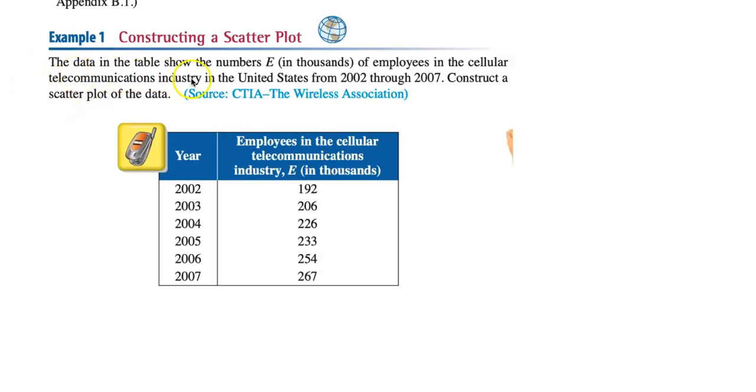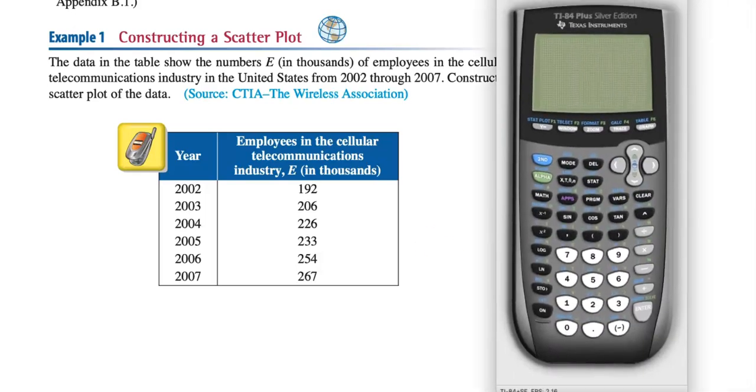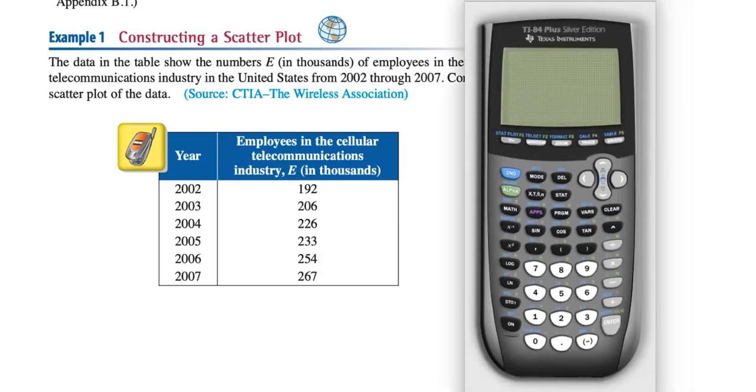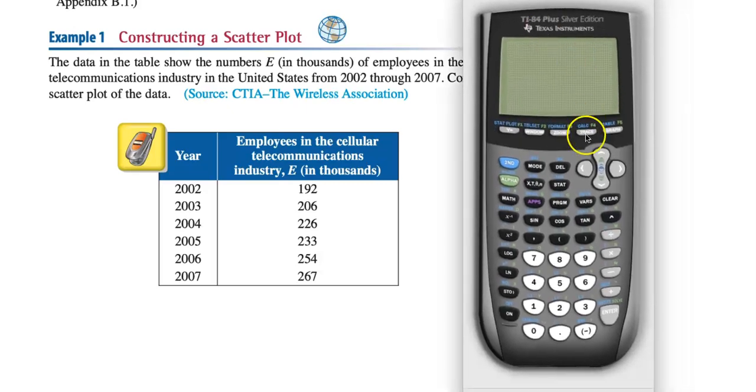The data in the table shows the number of thousands of employees in the cellular industry in the United States from 2002 to 2007. Construct a scatter plot of the data. First, I'm going to bring on the calculator. The one I'm going to use in this class is a TI-84, very simple, very easy to use. First thing I'm going to do is turn it on right here. There's our screen, all our buttons.